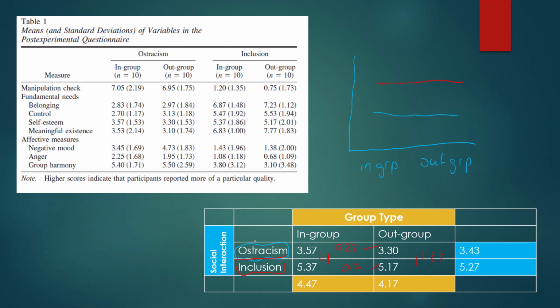So here's the ostracized group around 3, going down slightly, and here's the inclusion group up at 5, going down slightly. And see how they're parallel. They're not converging, they're not crossing. So when we have main effects without an interaction, often we see these parallel lines. And we can also see that there's this main effect for social interaction because this line is higher than this line, but not much of a main effect, probably not significant, for group type because these lines aren't sloping very much.